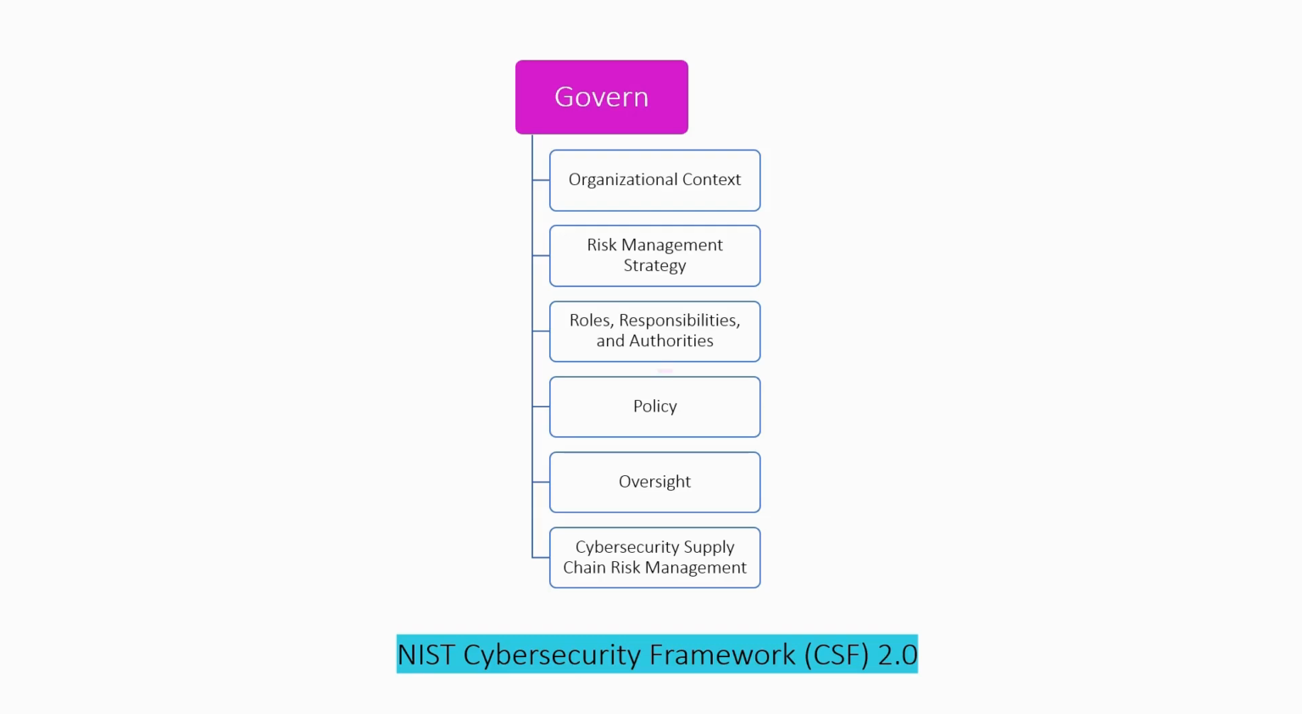In this lecture, we will discuss policy, which is the fourth category of the function Govern. Let us now discuss the fourth category, that is policies, processes and procedures. It has a total of 2 subcategories. We will discuss in detail how to implement each of these.